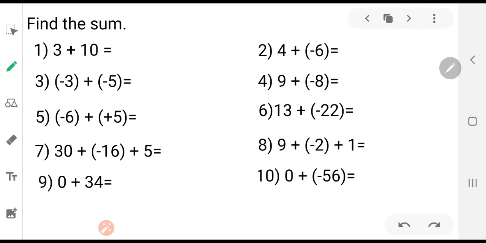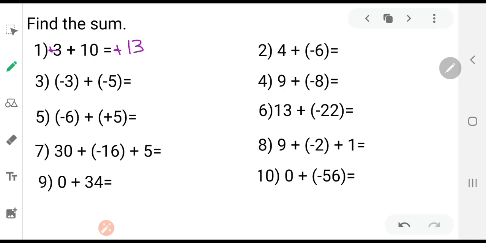Let's do some more examples. This one is a 3 plus 10. So this is a +3 plus 10. What do we have here? Same sign, so we add 10 plus 3 is a 13. What's the same sign? It's a plus, so +13.